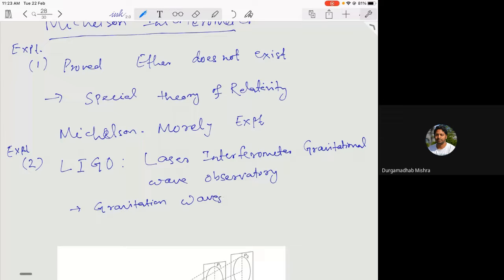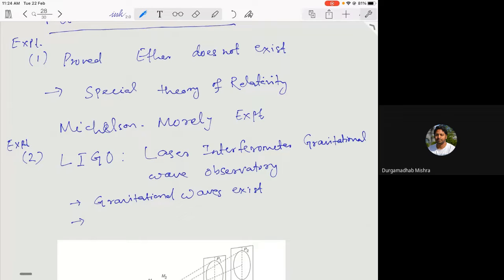exist. So I will share a couple of videos regarding this LIGO experiment, so you will understand what gravitational waves are. They exist, and this actually proved Einstein's general theory of relativity. So two experiments.